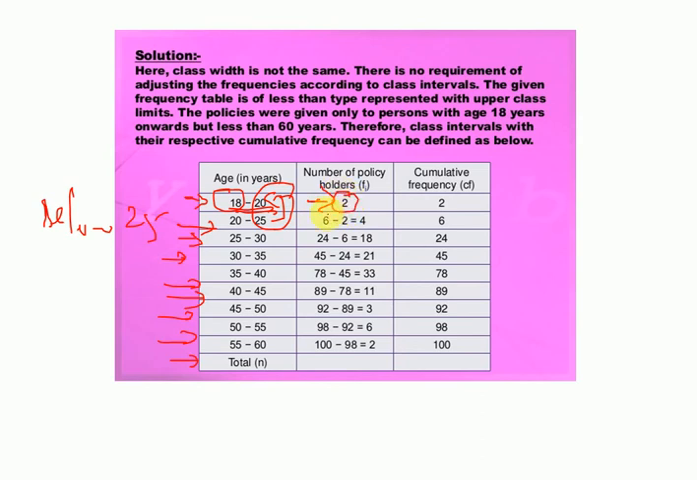So I will subtract 2 from this. I was given 6, I will subtract 2. I subtracted 2, I got 4. Now from here I will subtract 6 from 24, I will get 18. Now here I will subtract 24 from 45, and so on you will do. Okay, so now you have got the frequency.